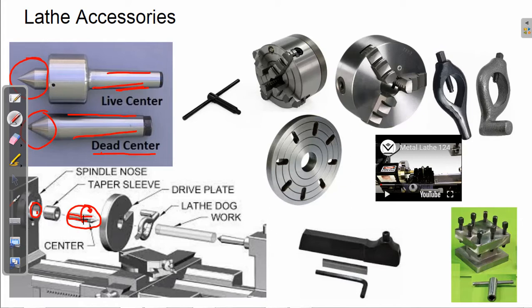So if this is the job and this is the center, when the spindle rotates, the job is rotating and the spindle is also rotating. If both job and spindle are rotating, then there is no relative motion between the job and the spindle. And since the center is rotating along with the job, it is called the live center.